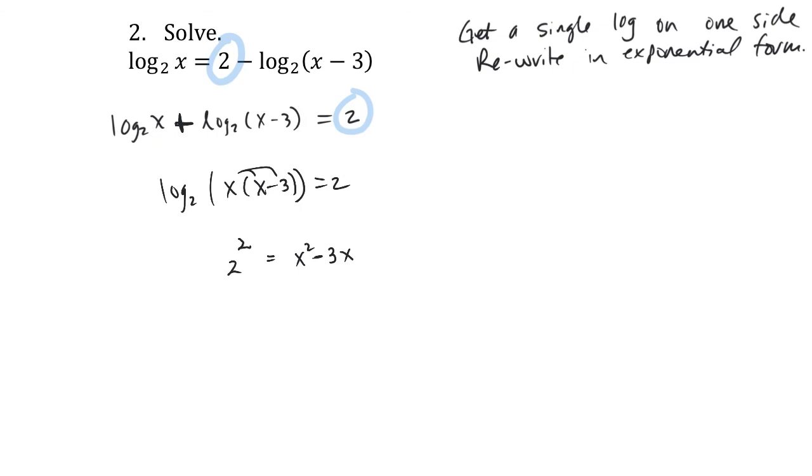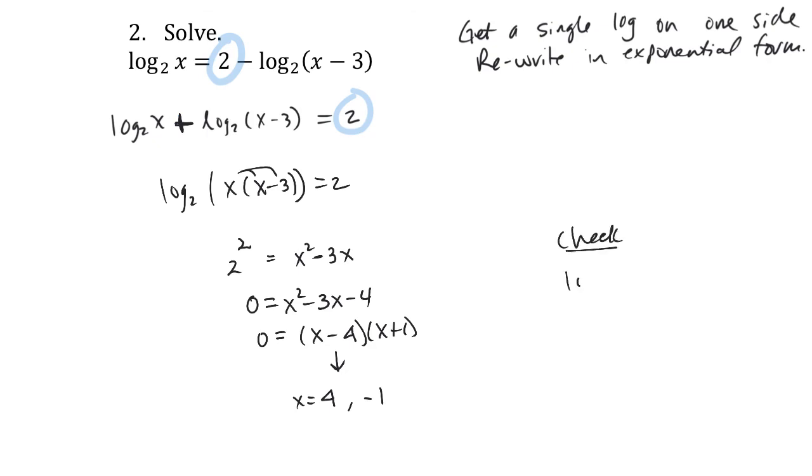Well, we've got 2 squared, that's 4. We'll subtract that from both sides. Okay, and then we can solve. It looks like this one does factor. So using the zero product property, x equals 4, or maybe -1, but -1's not going to work when we go to check it, because we have log base 2 of x. That does not work.